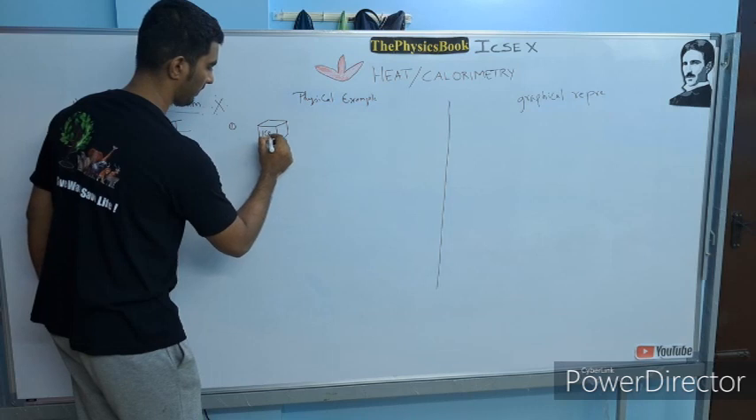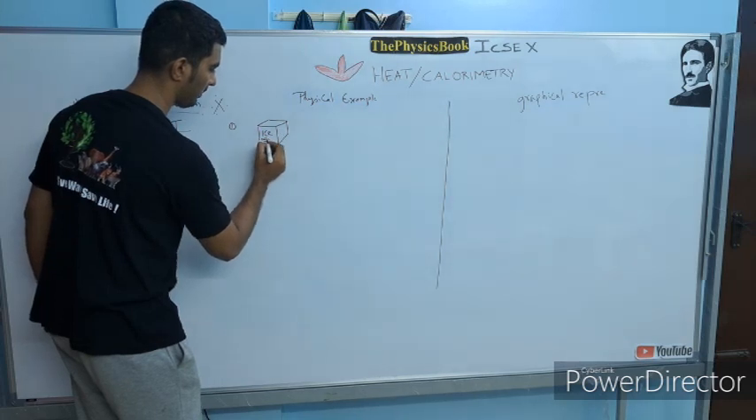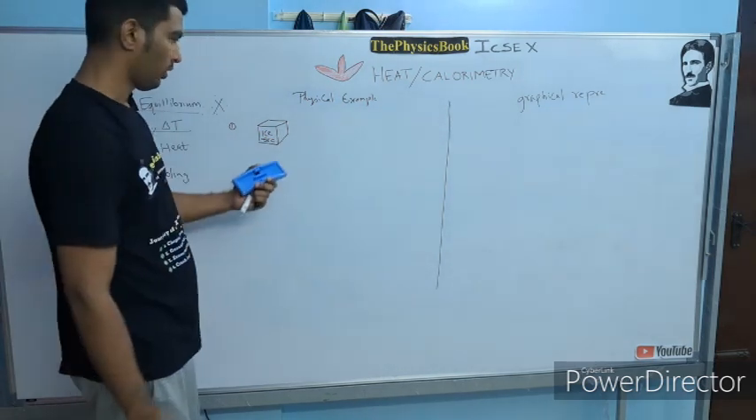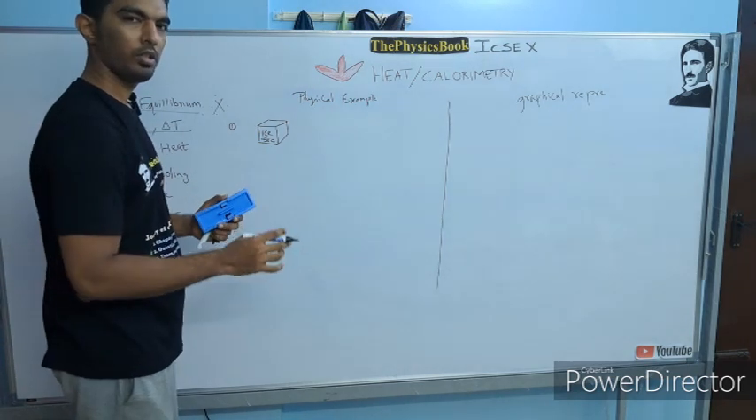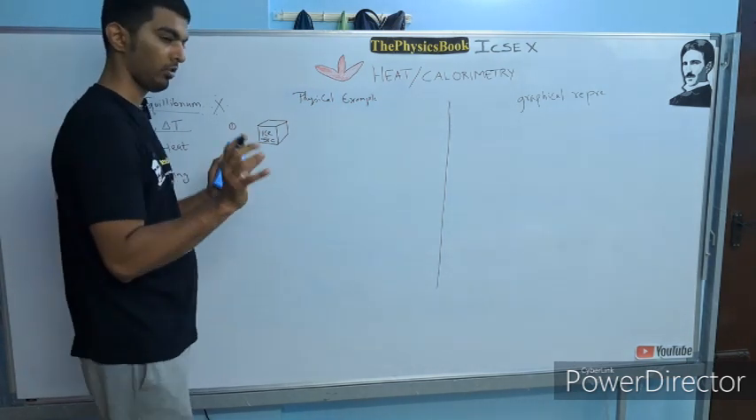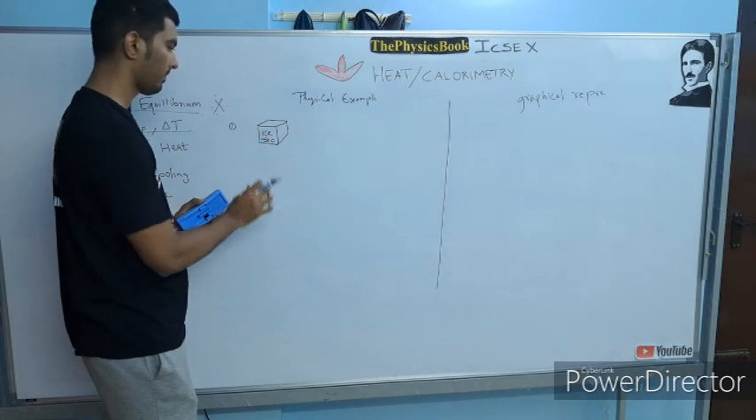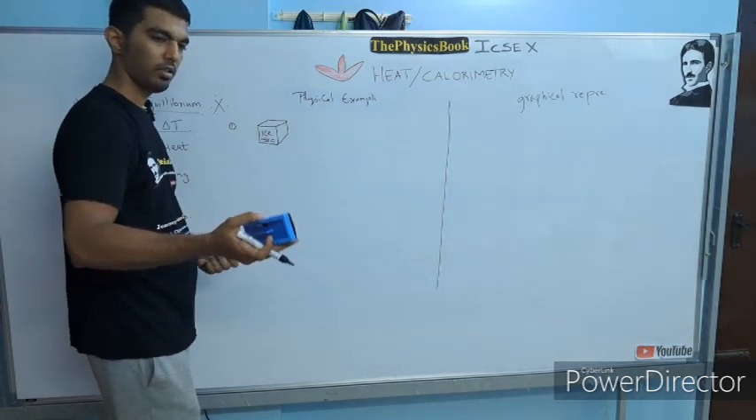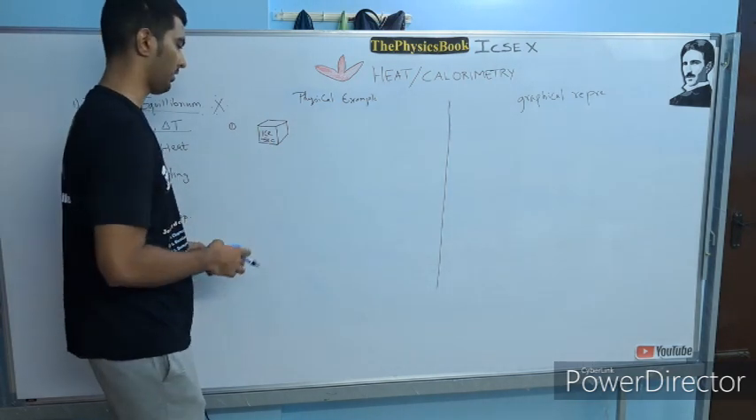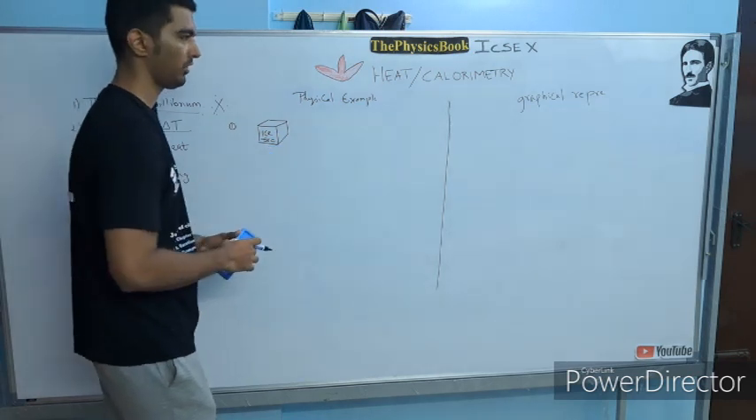This is ice at minus 50 degrees Celsius. So we all know that in general ice is going to be at 0 degrees Celsius, but that is normal ice, but this is a super cooled ice. So super cooled ice can be at any temperature which is below 0 degrees Celsius. So now this is minus 50 degrees Celsius.